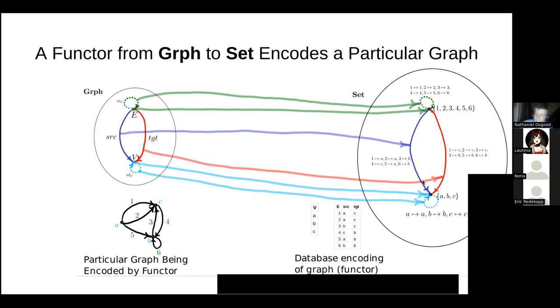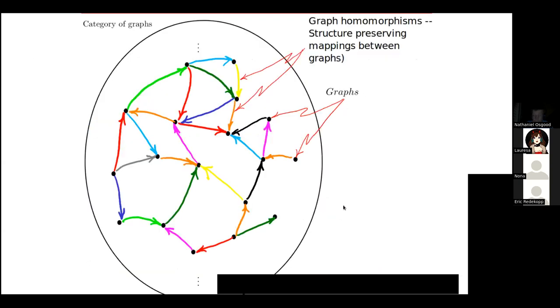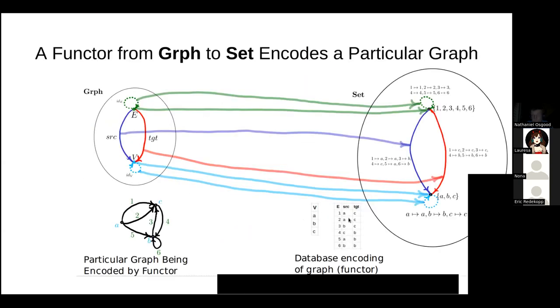Do you see how this is an encoding of this functor? This database encodes this functor. It says, what is each object mapped to? V maps to these three things, the set 1, A, B, C. E maps to the set 1, 2, 3, 4, 5, 6. Source is defined as a lookup table, and target is defined as a lookup table. Are you comfortable with that? It's just like a lookup table. If you want to know what it is for two, just look it up. It's A for source, C for target. Are you comfortable with that, everyone?